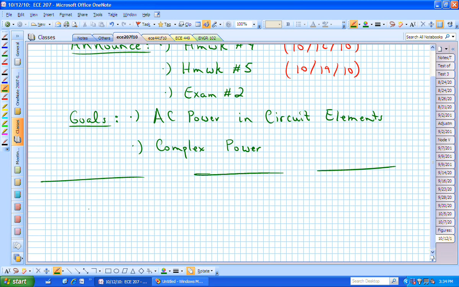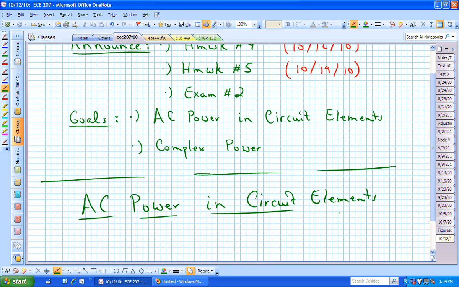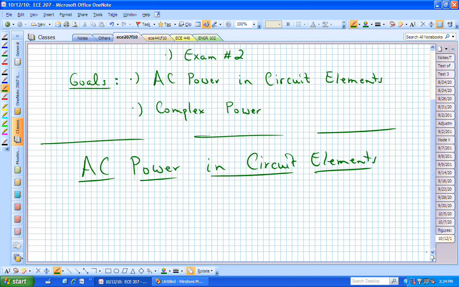Let's now look at AC power in these different circuit elements. And regardless of the vote, the material for exam number 2 will be based on homework 3, 4, and 5.